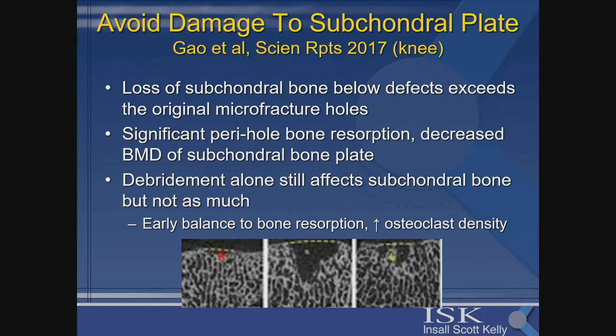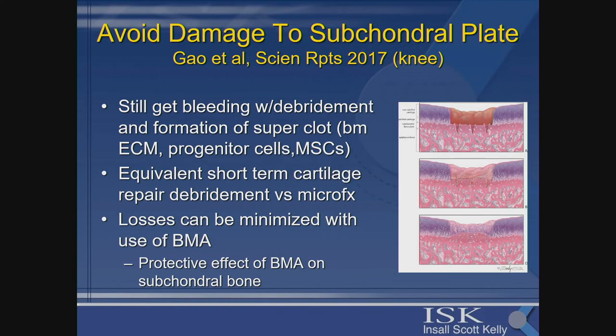And you can see here in the bottom that when you do the microfracture, you create the trauma into the bone, and then you have this perihole bone resorption that can decrease the density of the subchondral bone plate. And so maybe the answer is to try and do debridement down through the calcified cartilage, but not go into the subchondral bone, which can lead to less resorption. So you can see here on the right side, where the microfracture damages, it can heal here. This is an equine model.